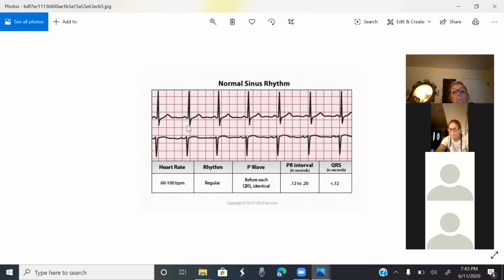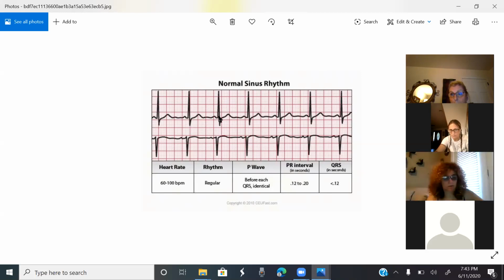So if my PR interval is 4 little blocks, how much is that? 0.4 times 16, 0.16. Is that right? Is that normal? Yes. So it's falling in here.